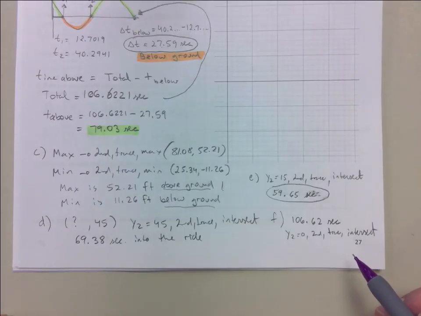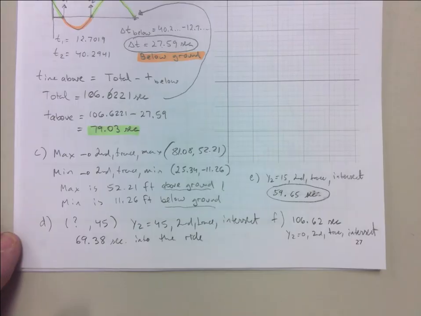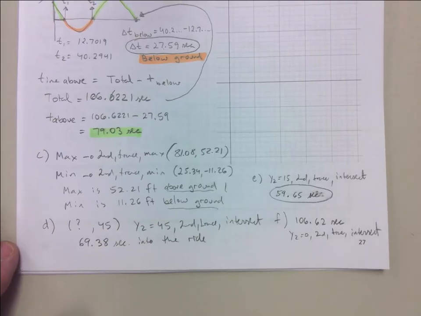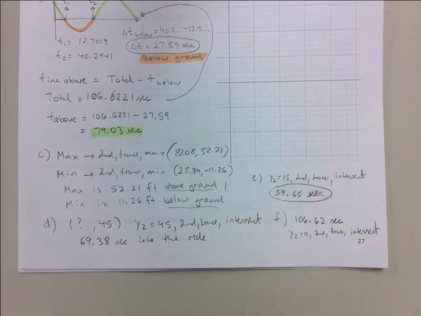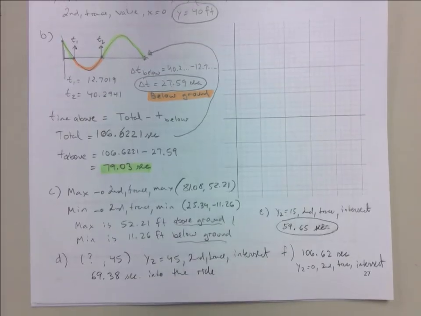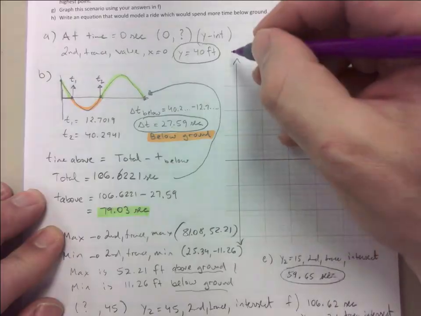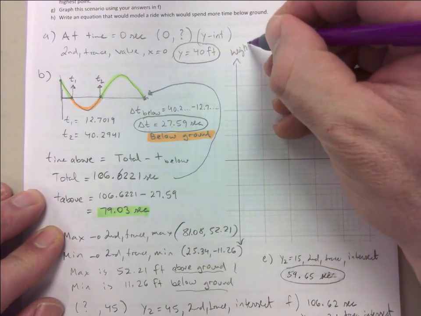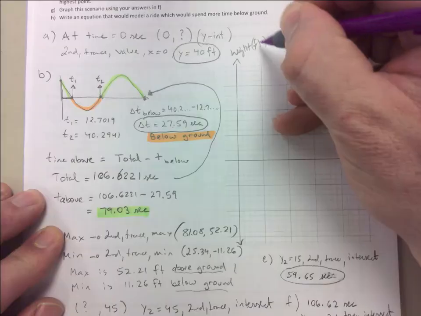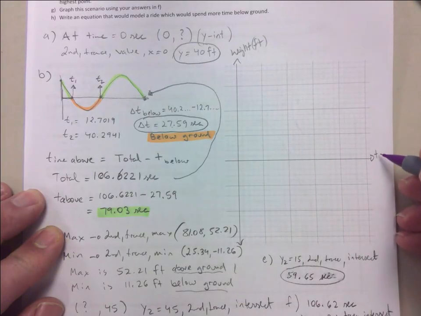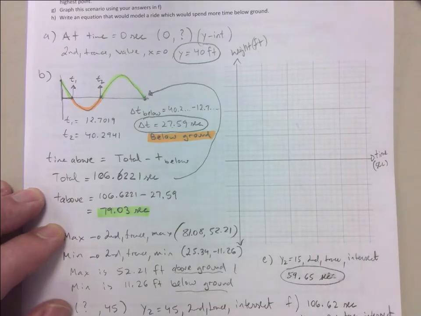And now we're gonna graph this thing, because that's one last thing that you need to know how to do. Okay, we have enough information to get that done. So go to the grid there, label everything right away. So this is height in feet. This is time in seconds. You gotta have that if you want full marks, okay?